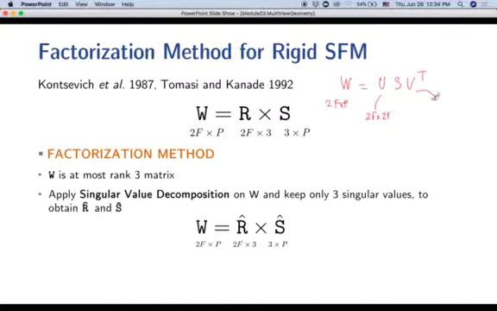V itself, I'm writing the dimension of V, not V transpose. So V itself will be an orthonormal matrix which is P by P. Well, V transpose will also be P by P because it's square. And then S will be the matrix in the middle which will be 2F by P. Okay, and because at max the rank can be P, the P singular values will be along the diagonal of this 2F by P matrix. I'm assuming P is less than 2F. So there will be P singular values along the diagonal, but if you sort them by their magnitude, only the first three will be non-zero and the rest should be zero.